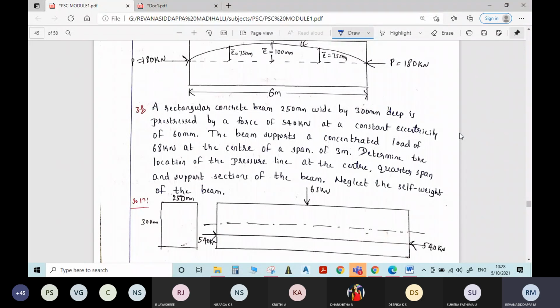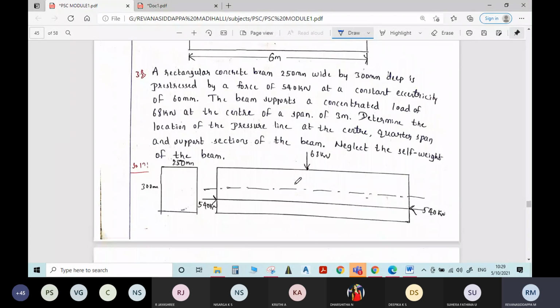A rectangular concrete beam, the cross section is given, a prestressing force is given, that is 540 kilonewton at a constant eccentricity of 60 mm. The beam supports a concentrated load of 68 kilonewton. Earlier it was UDL, here it is a point load of 68 kilonewton at the center of the span of 3 meter. Determine the location of the pressure line at the center, quarter span, and support sections of the beam. Here it is asked to neglect the self-weight of the beam. So no need to find the self-weight. Whatever load is given, directly take that load and find the location of the pressure line. Write the corresponding figure.